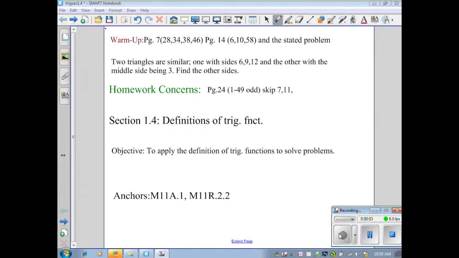Section 1.4, Definitions of Trig Functions. Please complete the warm-up and refer to the discussion board if you have any questions.